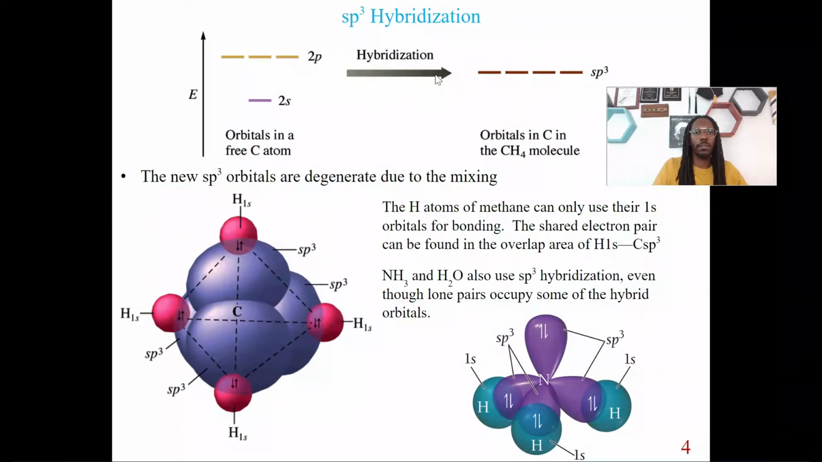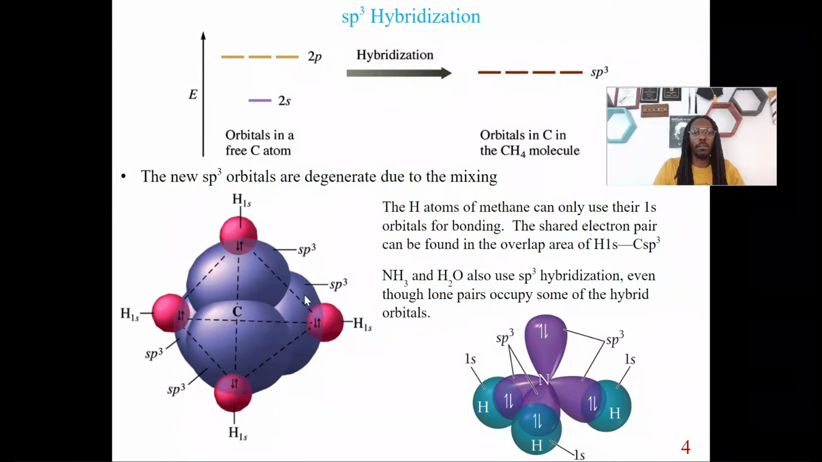Now, taking that a step further, if we look at sp3 hybridization, we can see our 2s and 2p coming together to form our new sp3 orbitals here. Once again, 4, so it's the same stuff here. And then we have to remember they're degenerate. What's that word mean? Degenerate? Basically, they're the same level, the same energy level, because we mix both of these together here.